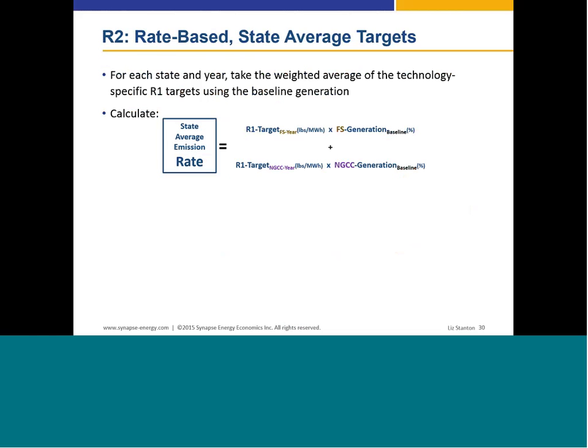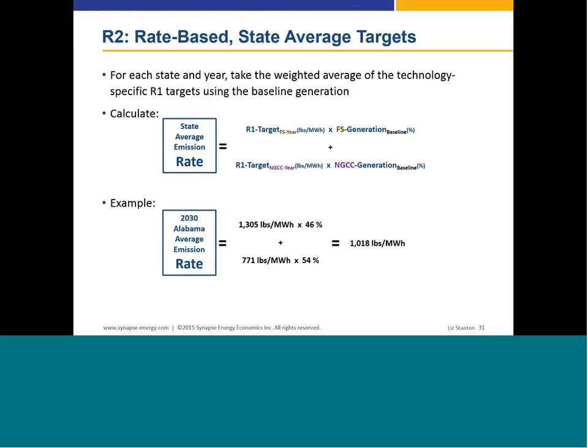So for each state and year, to get your state average emissions rate, which is unique state to state, you take a weighted average of the technology-specific R1 target, weighted by generation in the baseline year. In the baseline year, EPA has looked at, for that state, how much of that generation was fossil steam and what share was NGCC. Those are used as weights on the technology-specific target.